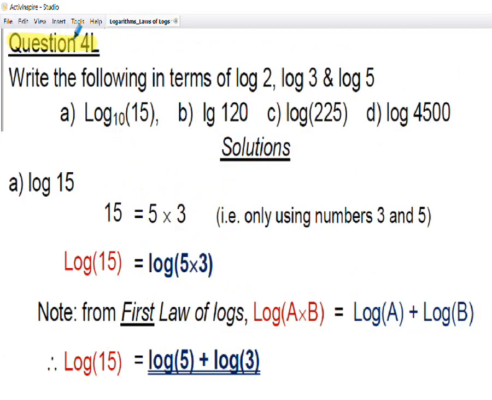Question 4L, we're asked to write the following expressions in terms of log 2, log 3 and log 5 only. So just using the bases of 2, 3 and 5. So part A, we're given log of 15. So first of all, let's think how we can write 15 in terms of 2, 3 and 5. Well, 5 times 3 will give us 15. So I've only used bases 3 and 5 here. So log of 15 can be written as log of 5 times 3. From the first law of logarithms, log of 15 can be written as log of 5 plus log of 3, applying my first law to the right hand side of the equation.